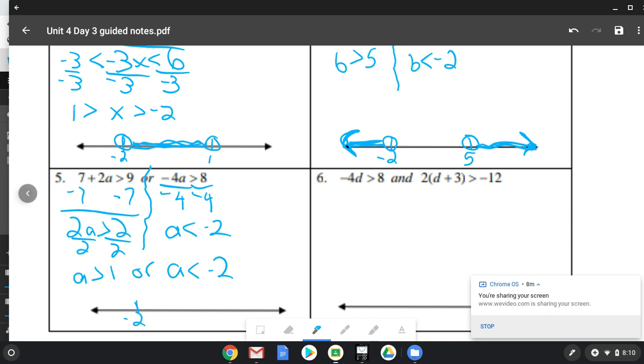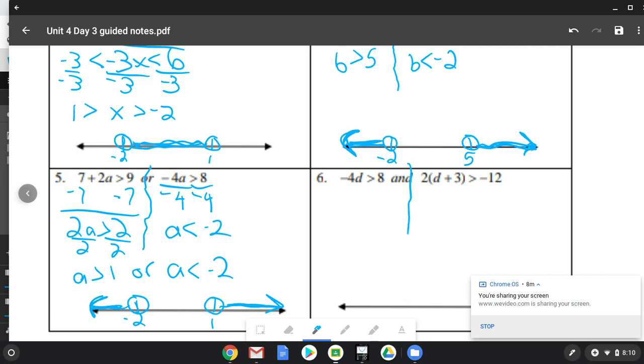We got negative 2. We got 1. So greater than is an open circle to the right of 1. Less than is an open circle to the left of negative 2. So that's what it would look like there for that one.